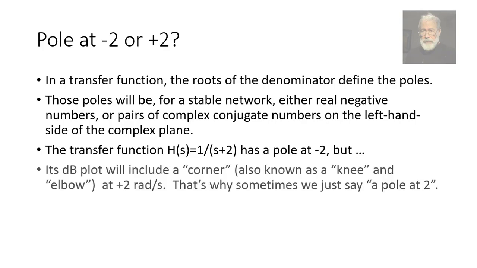a corner, a kink, an elbow, at the positive frequency 2 radians per second. That's why instead of saying the pole is at -2 and the corner is at positive 2 radians per second, we just say the function has a pole at 2.